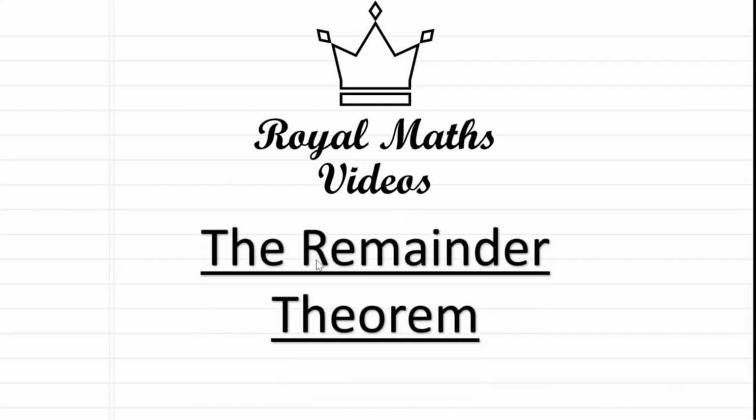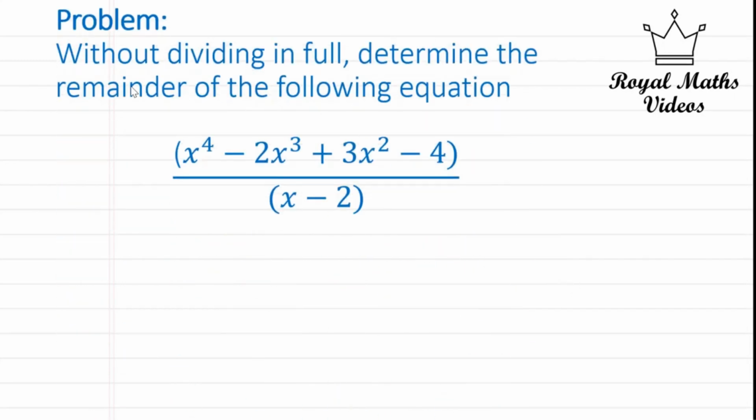Today we will be discussing the remainder theorem. Okay, so the problem that we have today is, without dividing in full, determine the remainder of the following equation. The equation we have is x to the power of 4 minus 2x cubed plus 3x squared minus 4, all divided by x minus 2. Now the solution is f of 2 is equal to 8. Now I'm going to show you a step-by-step guide in order to get from here to over here.